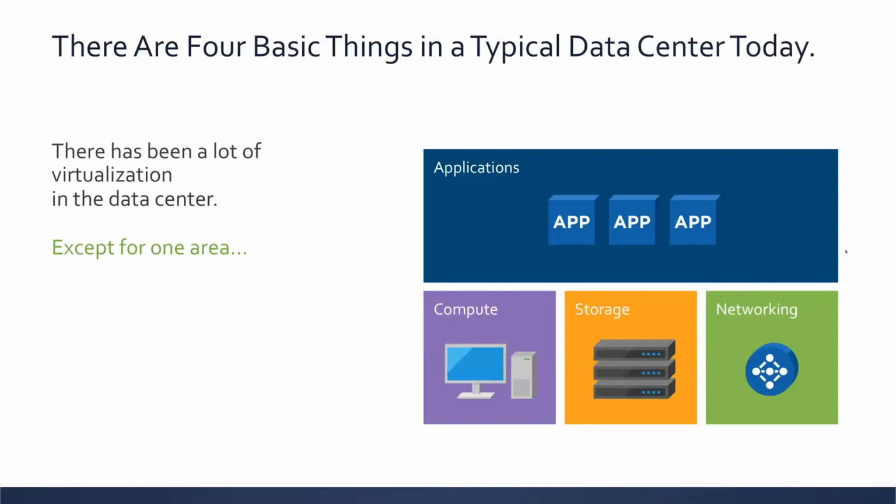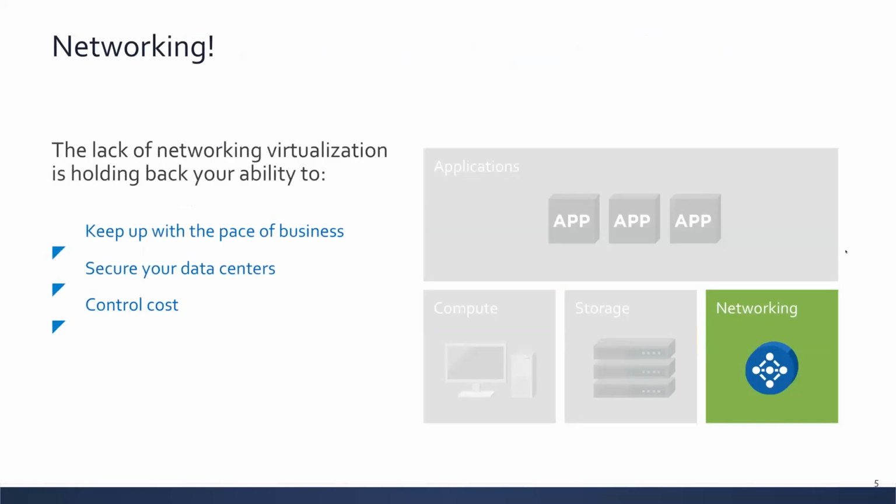There's actually 4 elements, if you will, within a typical data center today. You have your application, which the app guys love. You have your compute, your storage, and your networking. Now, we've seen advancements in applications, compute, and storage, but there's one component that has been left out, and that's the network. With the lack of virtualizing the network, it holds you back from keeping up the pace with the business. The business constantly grows, it scales, and we need to adapt that model as well.